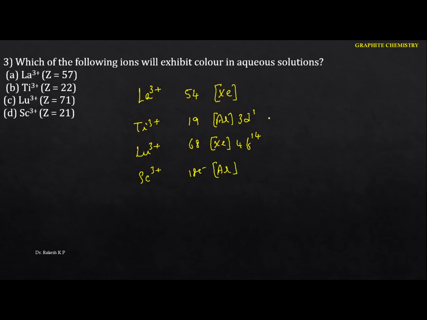Now we have to identify the presence of unpaired electrons. In the other cases we don't have unpaired electrons. Here there is a presence of unpaired electrons, hence this will show color. So in this case the option is B. Next one.